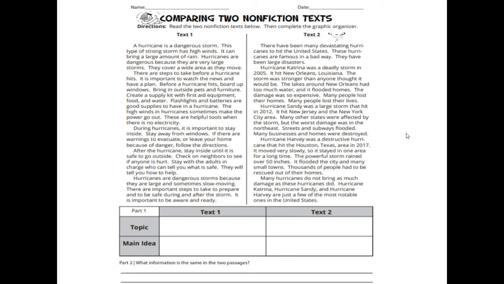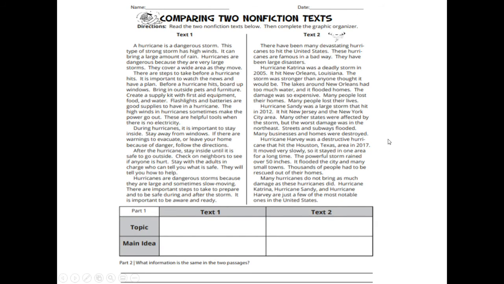Before a hurricane hits, board up windows. Bring in outside pets and furniture. Create a supply kit with first aid equipment, food, and water. Flashlights and batteries are good supplies to have in a hurricane. The high winds in hurricanes sometimes make the power go out. These are helpful tools when there is no electricity.